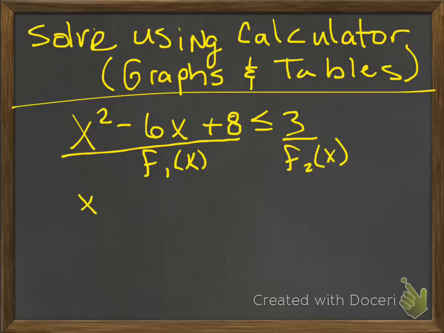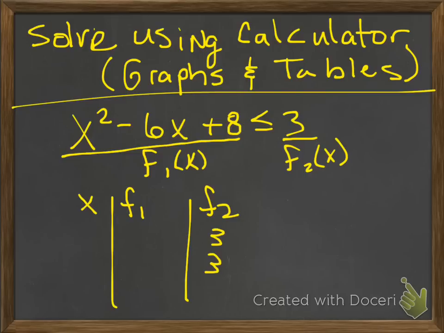I would end up with x, f1, f2, and if you notice on f2, it's all 3's. So I would look for something that would give me 3's along f1. 3 and 3. Okay, and I see that happens at 1 and at 5. All the numbers in between don't matter, but let's say here I have 3 and negative 1, and out here I have 0 and 8.